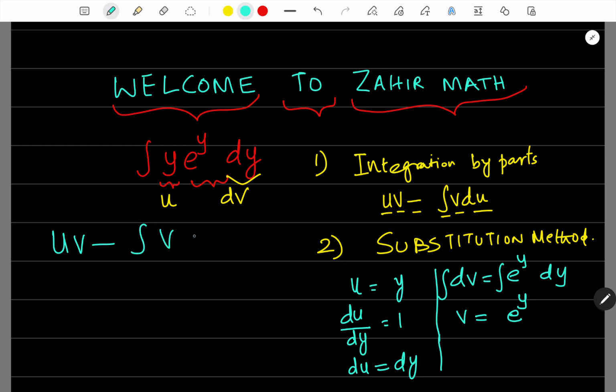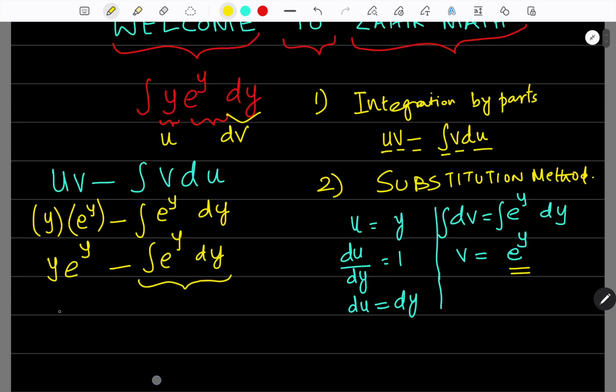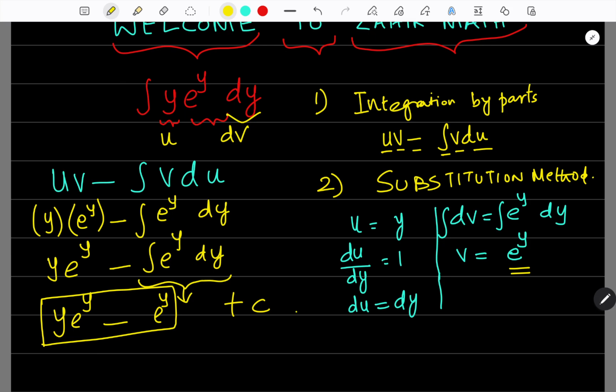So let's start the formula. uv minus integral v du. What's your u? u is your y and v is your e power y, minus integral. Your v is e power y and du is dy. So y e power y minus integral e power y dy. What is the integral of e power y dy? Just now we did it, which is equal to what? y e power y minus, this answer is e power y. Of course, plus integrating constant c is there, right?